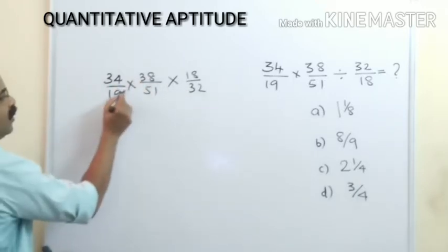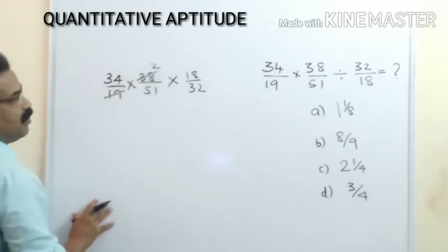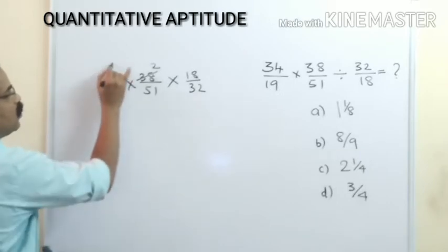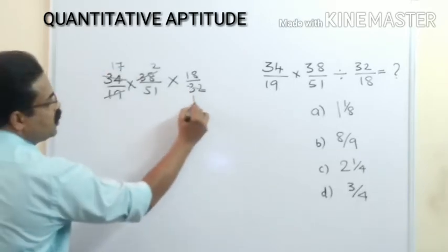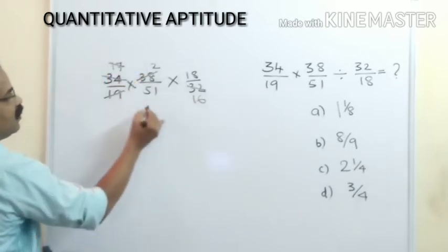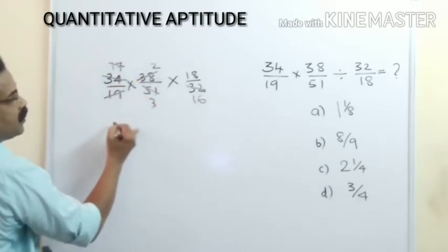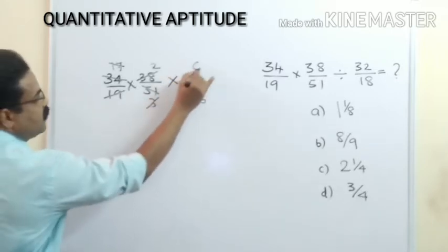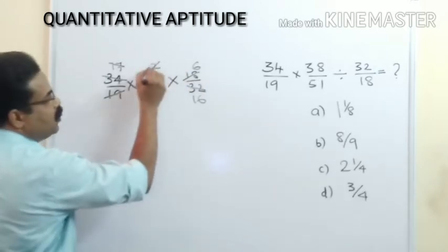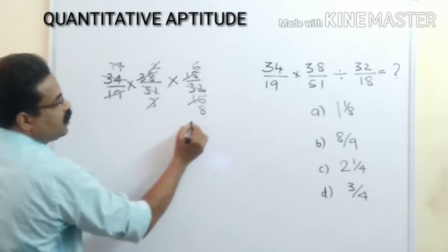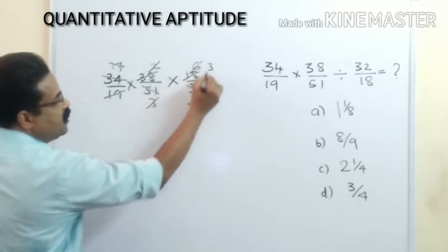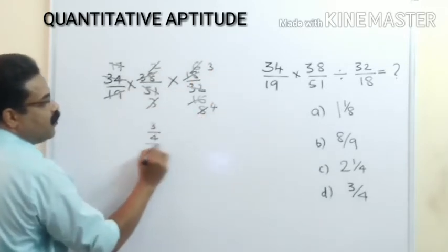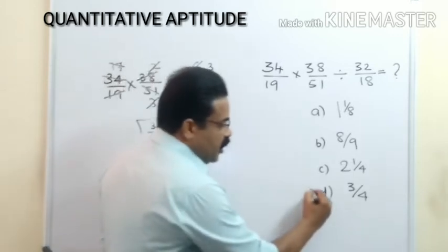How we will simplify 19 and 38? 2 times it will go. You can see 34 and 32. 34, 2 will go 17 times. In 32, 2 will go 16 times. Again 17 in 51, 3 times. Then 3 in 18, 6 times. So you got 2 in 16, 8 times. Again 2 here 3 times, here 2 4 times. So finally I got 3 by 4. So I got the answer 3 by 4. So which option? Option D is my correct option.